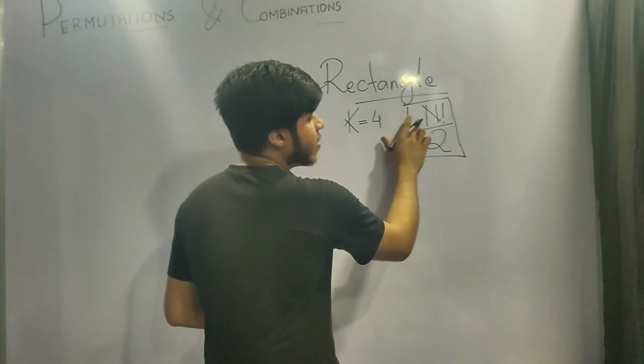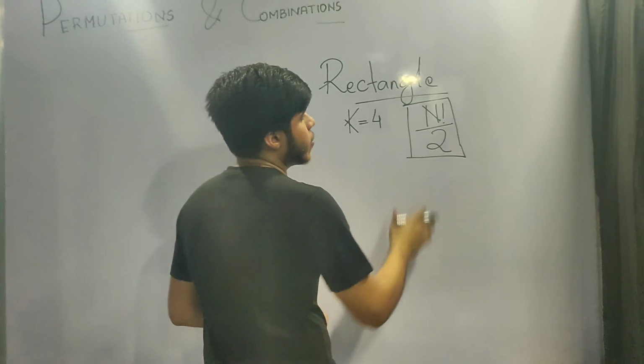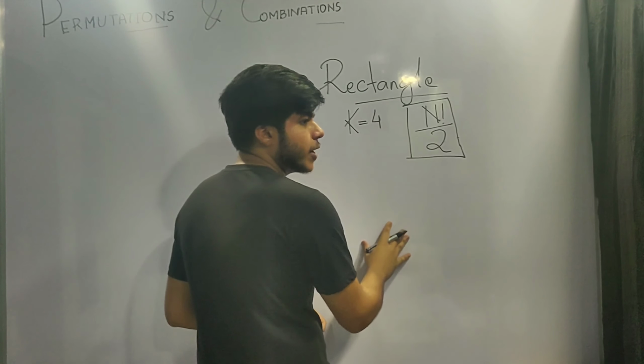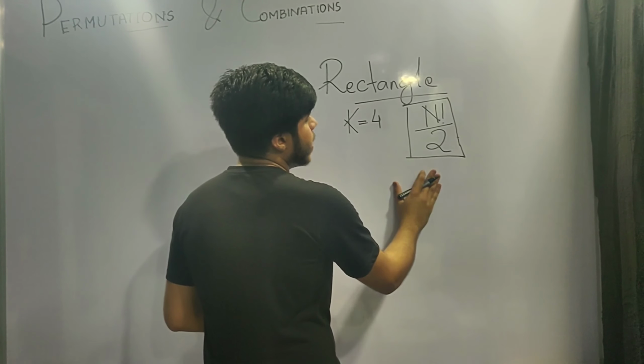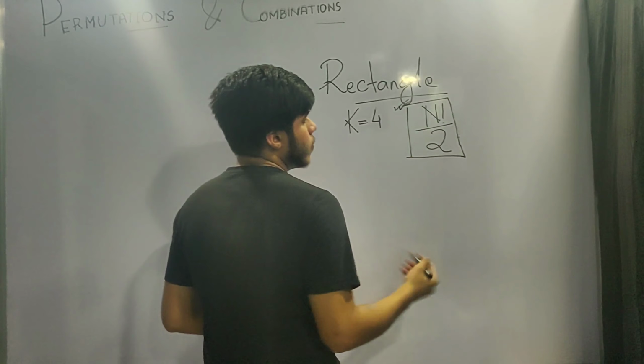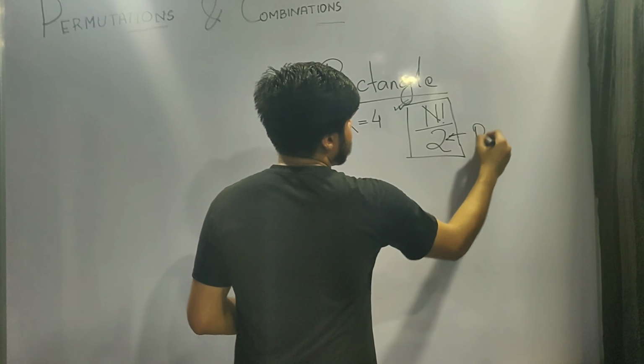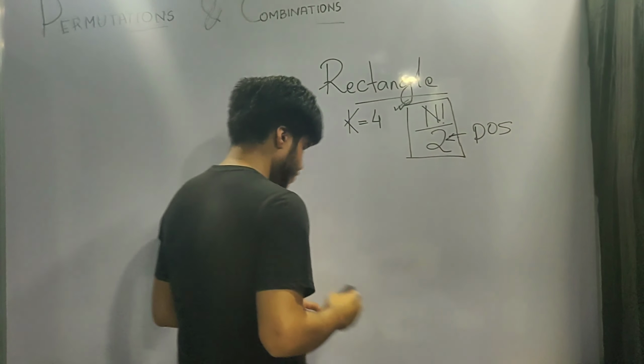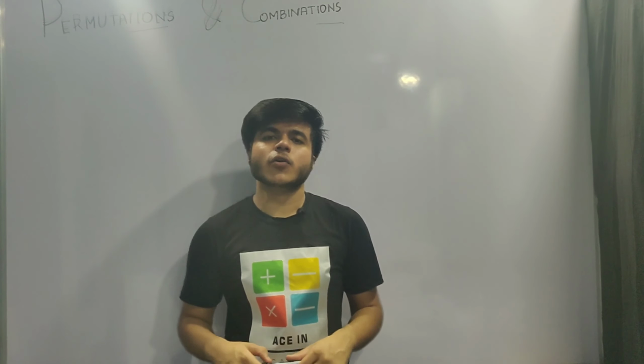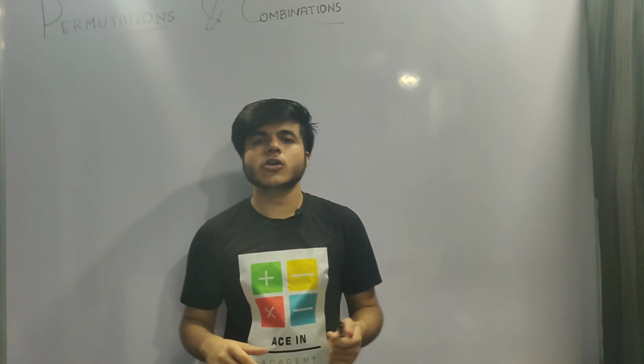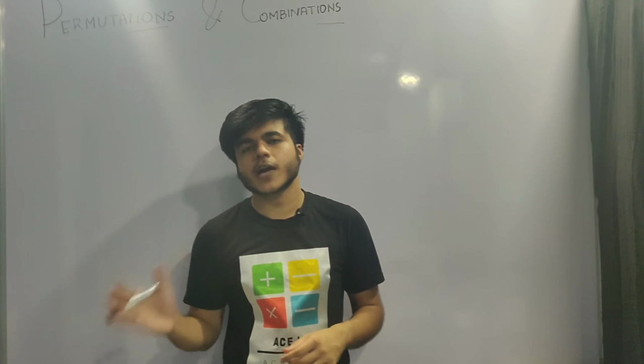So if you are given n different objects or n people and you have to arrange them around a rectangular table, the number of cases will be n factorial by 2, where 2 signifies the degree of symmetry of the rectangle. Now this was all for this video, and I hope that you got both the concepts of circular permutations and permutations of identical objects.